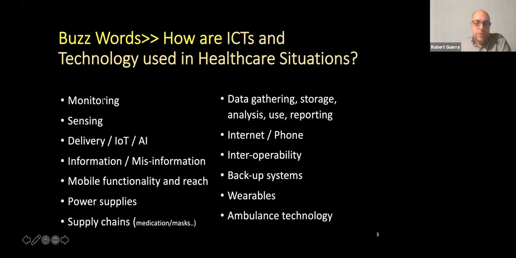Slide number two is buzzwords. How are ICTs and technology used in healthcare situations? We hear a lot of different terms, a lot of different buzzwords. We hope we'll get into some discussion about some of these words that you'll see on the screen: monitoring, sensing, delivery, Internet of Things, AI, information, misinformation, mobile functionality and reach, power supplies, particularly now supply chains, whether they're related to manufactured goods, PPE and other things, and medication, the internet, interoperability, wearables, ambulance technology, data gathering, storage, analysis, use, reporting. These are some of the terms, and this is a much smaller set of ones that have been used related to ICT technologies in healthcare situations.